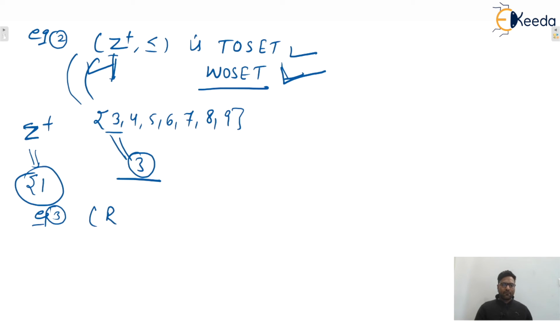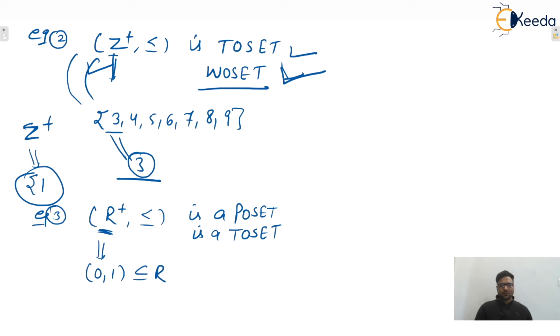Let's say the set of positive real numbers with less than or equal to. This one is a PO set, as well as a TO set. Now for a WO set, consider R plus, which means positive real numbers. Let us consider one subset of this one, that is (0, 1). It is a subset of R plus. This range means elements between 0 and 1. These are subsets of positive real numbers.